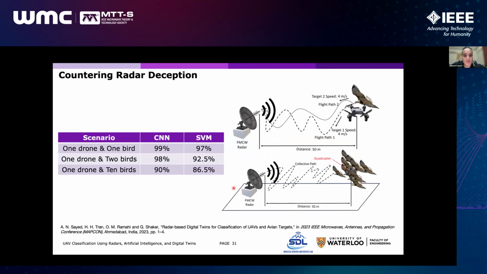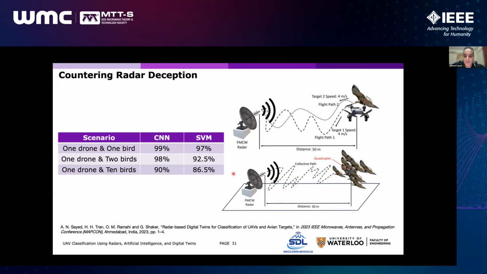Then we tested on some different cases, which is important. What happens if the drone and the bird are at the same time in the same scene? And you can see here we use different scenarios: one drone and one bird in the same simulation, one drone and two birds, and one drone and a swarm of 10 birds. When we apply the trained model on these scenarios to see if we are able to detect and classify the drone, it can be shown here that the classification accuracy dropped with the increase of the number of birds per simulation.